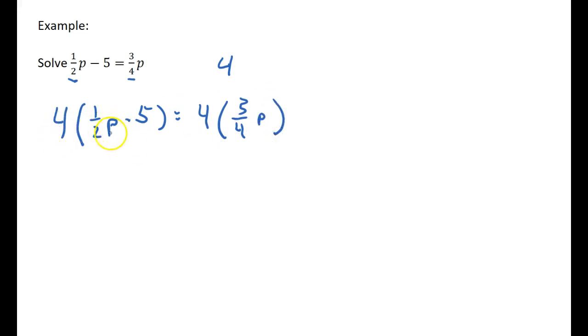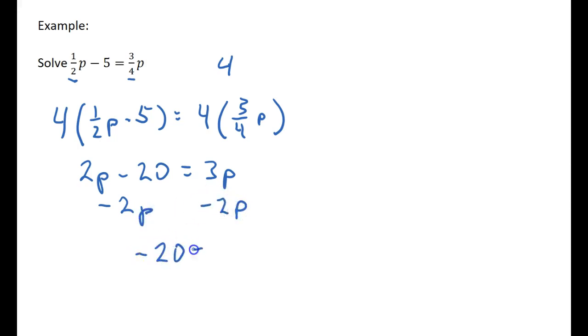Here we go. 4 times 1/2 p is 2p, and 4 times negative 5 is negative 20. 4 times 3/4 p, the 4's cancel, and I get 3p. And I can subtract 2p from both sides, and I get negative 20 equals p. That's it. Remember, the goal is to get the variable all by itself on one side of the equation.